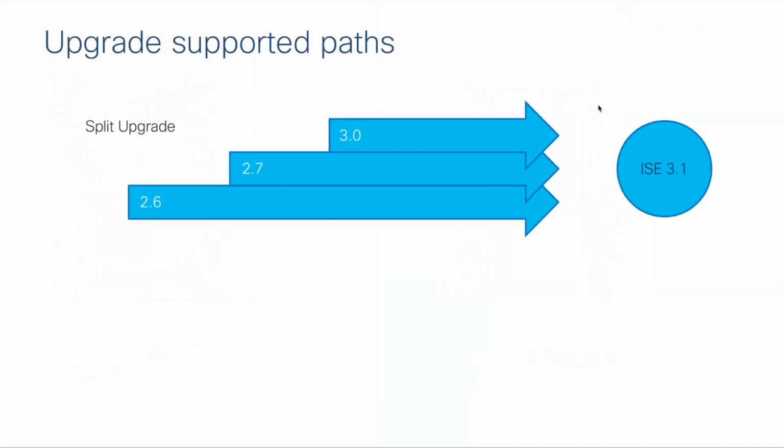The split upgrade, if at all you are willing to upgrade your deployment from 2.6, 2.7 or 3.0 to 3.1 via the split upgrade option, irrespective of the patches, you can upgrade your deployment from 2.6, 2.7 or 3.0 to 3.1 straight away. But always keep in mind that you might have to actually have the latest patches available in order to have stability in your deployment.